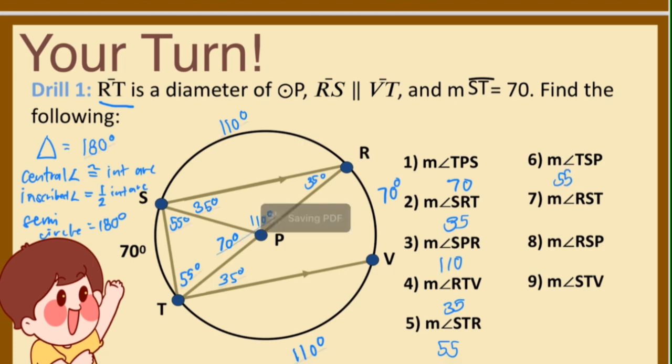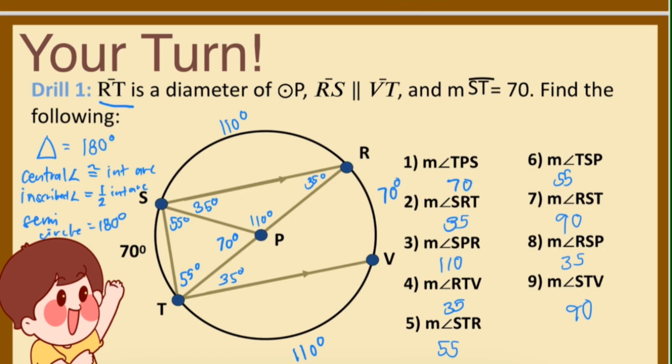TSP 55, RST, and how am I doing? 55 plus 35, get 90. RSP will get 35 ulit. STV, you get 90. And that's it.